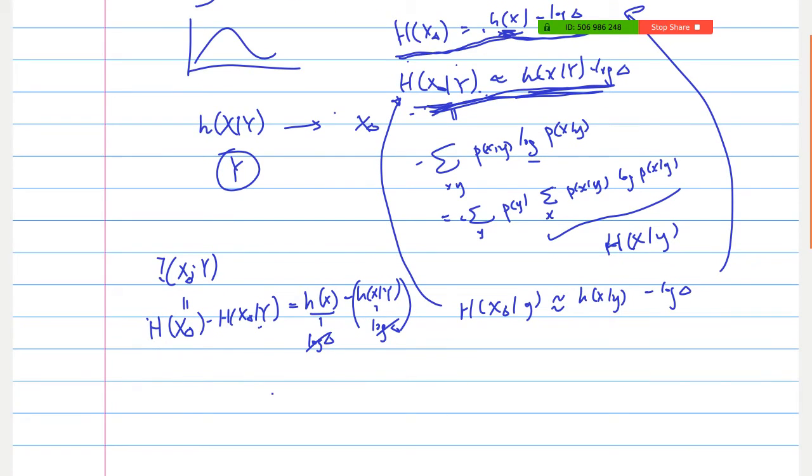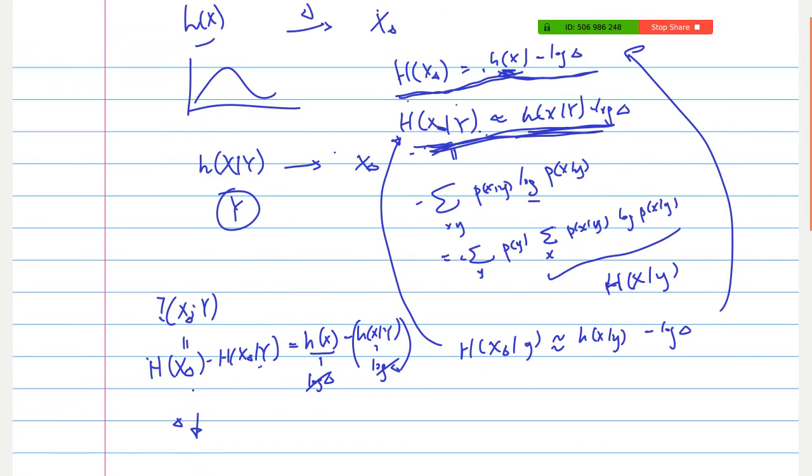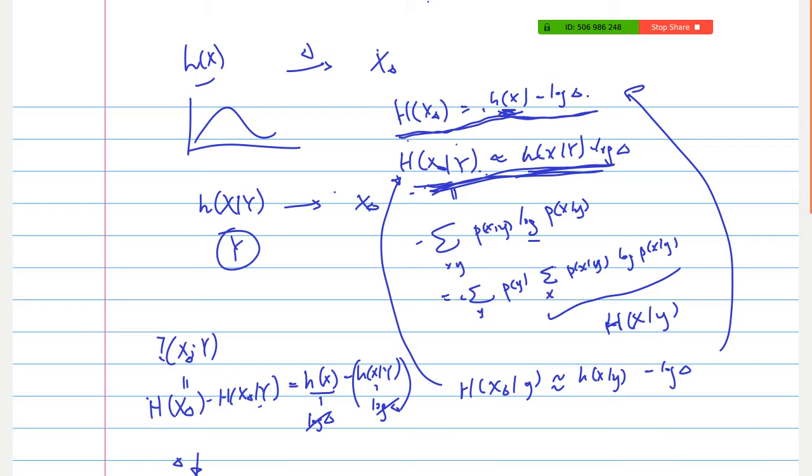Maybe think of it this way. If I vary delta, and delta continues to decrease, then for the original entropy, the quantized version will keep becoming bigger and bigger when delta decreases, because minus log delta becomes bigger and bigger.